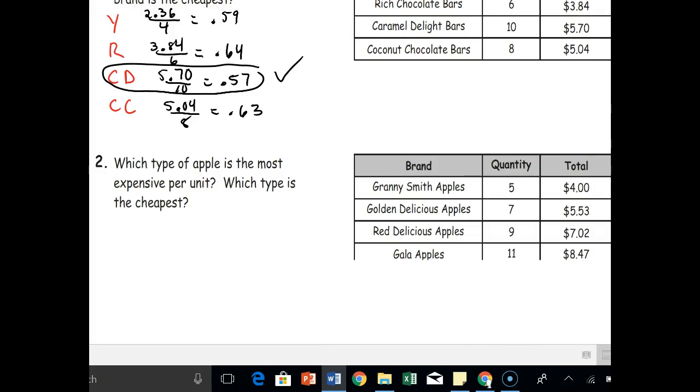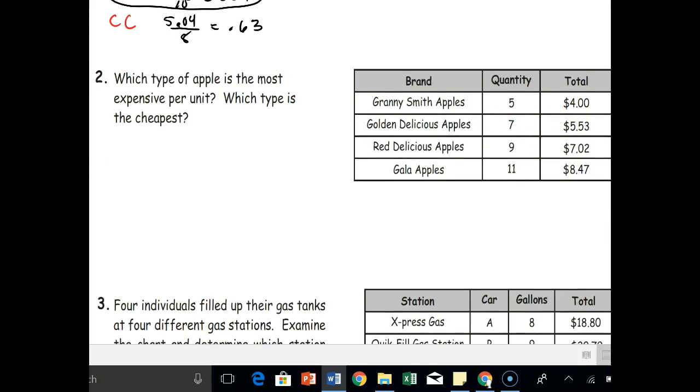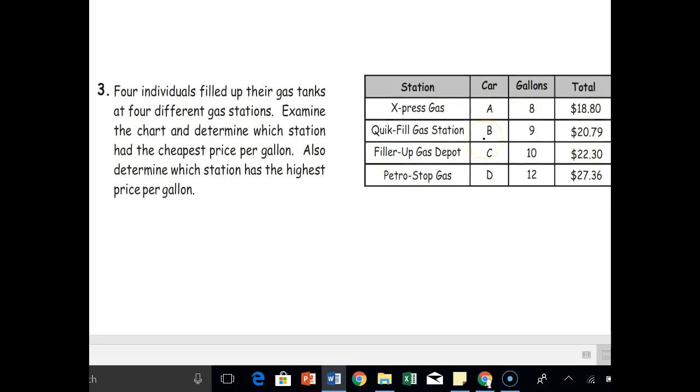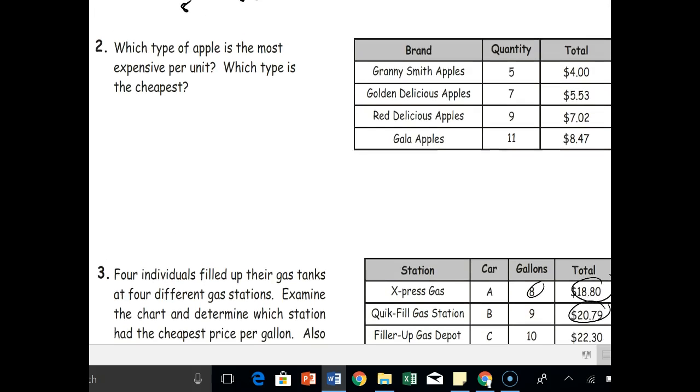All right, so you're going to do the same thing for this apple problem and the same thing for this gas station problem. So again, you want to say X, Quick Pass, Filler Upper and Petro. And you're going to want to do the total divided by the gallons in all of them, and find out what the best buy is. Same here. Granny Smith would probably be GS, Golden Delicious GD, Red Delicious RD, and Gala apples just G. And then again the total divided by the quantity, so like 4 divided by 5. Show that math. You can use the calculator to do that.